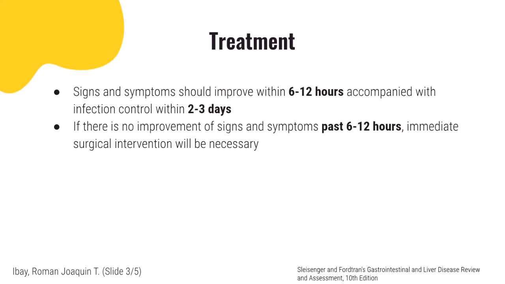So it is important to note that on the next slide, right after you give pharmacologic therapy, you'd have to assess the signs and symptoms of the patient. This will determine if you'd need further intervention or therapy, or you just stick to the antibiotics. So the signs and symptoms should improve within 6 to 12 hours, accompanied with infection control within 2 to 3 days. If they improve, usually you'd have to stick to antibiotic therapy. But if there's no improvement of signs and symptoms in the past 6 to 12 hours, and there will be persistence of hypotension and bacteremia, surgical intervention will be necessary.